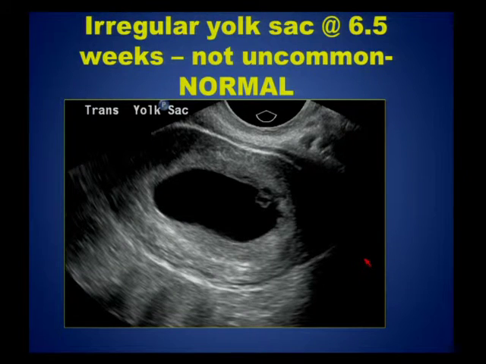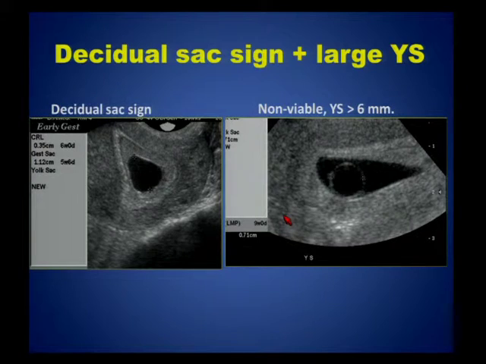But this is one example where I say don't take 100% in these findings. This is a somewhat irregular crenulated shape to the yolk sac, but it was a normal embryo at this stage and turned out to be a normal healthy fetus. So just the abnormal shape I'm a little bit reluctant to say is a really good sign, but certainly too big is a bad prognostic sign.